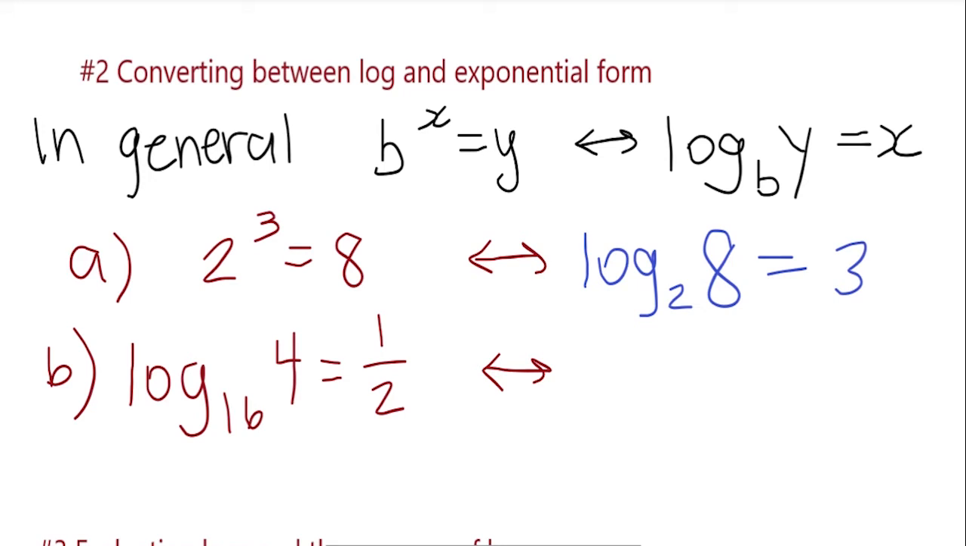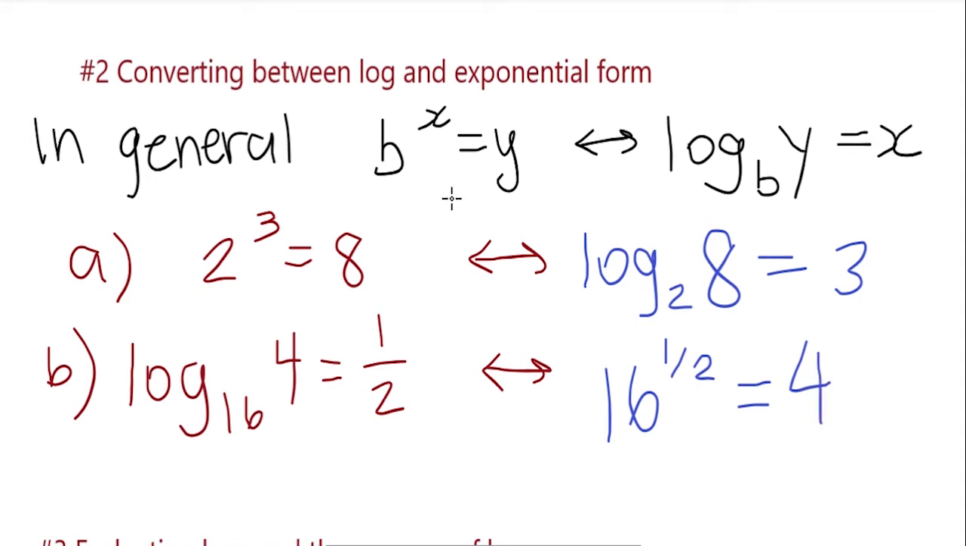Let's take a look at b, so converting from log to exponential form. So we see that our base is 16. Our answer of our log always is our exponent, so we know it's 16 to the half. And so we equal our 4 over here. Okay, so that's how you convert between log and exponential form.